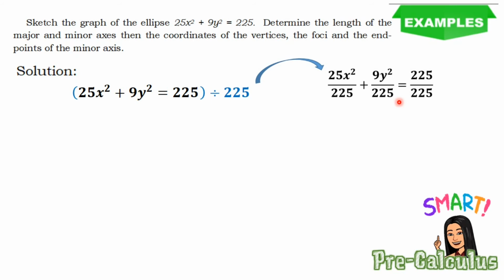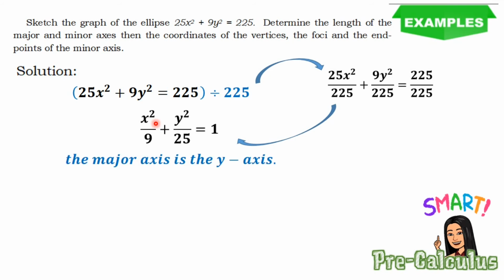If we are to simplify, ang magiging sagot natin is x squared over 9 plus y squared over 25 is equal to 1. Therefore, nandito na tayo ngayon sa kanyang standard form of equation. Now, let us analyze. If you notice, in our equation, the denominator of the y part is bigger than the denominator of the x part. Therefore, ang ating ellipse is vertical.